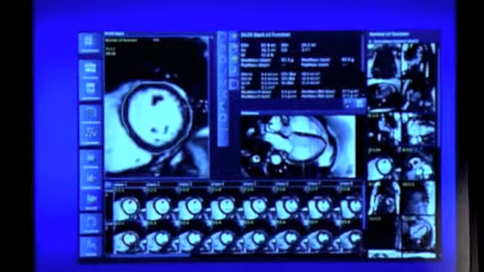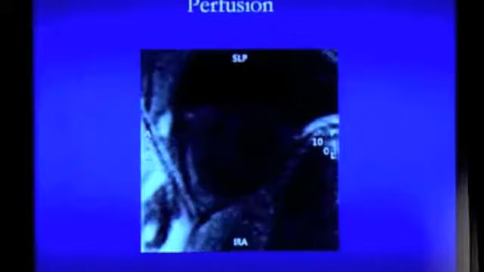Now, another thing we can do with these images then is we can take them and we can post-process them, and there's some very fancy programs out there. Because we see the muscle so well, we can then do very precise measurements. And so this is considered the most precise way to measure the heart function, and this is just an example of one of those programs.